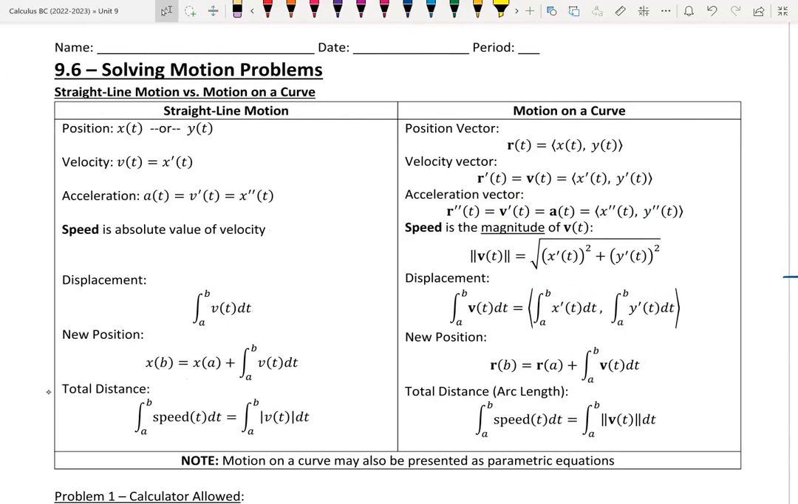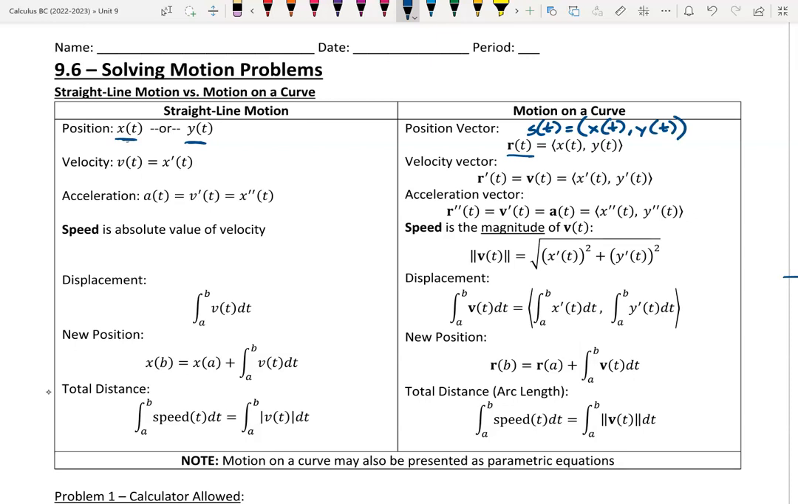So in this table, I've compared all our straight line motion that we know with the way it would be with motion on a curve with parametric or vector value functions. So we have our position vector. Normally we would just be given x of t or y of t. Well, here we will have the vector r of t, or a lot of times it could be s of t equal to, and with more parametric form instead of the vector value would be another way that it could be written with the s of t.